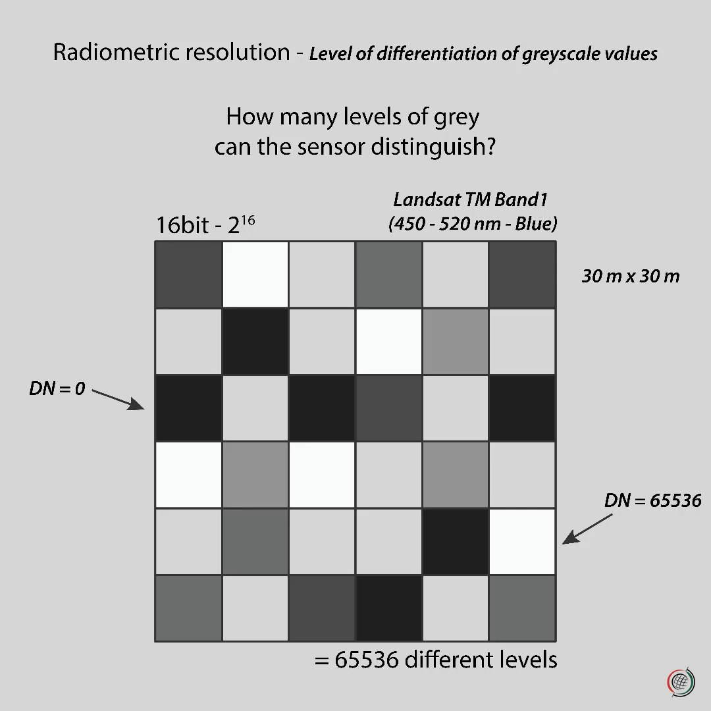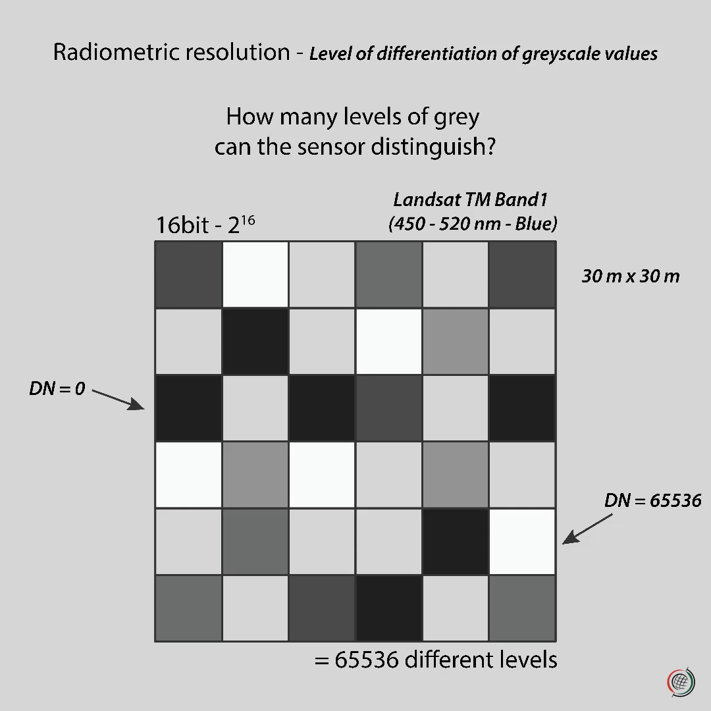If we repeat that example, but this time with a 16-bit image, we can see that there are 65,536 different levels of gray, because 2 to the power of 16 is 65,536. That means that the sensor can differentiate between 65,536 levels of gray, black being a DN of 0, and white being a DN of 65,535. That's quite a lot of levels.